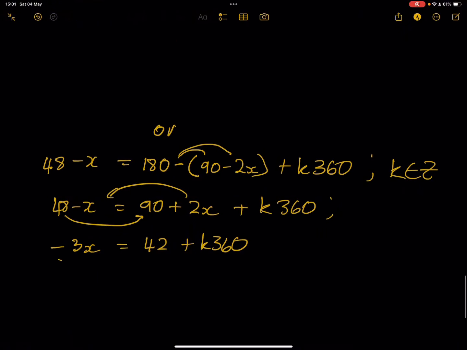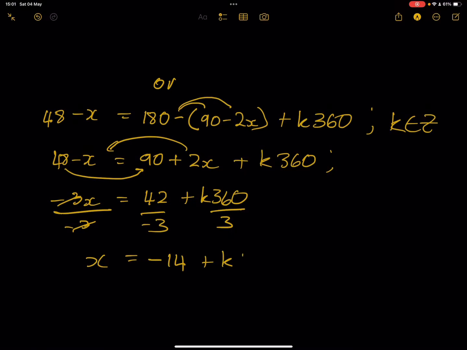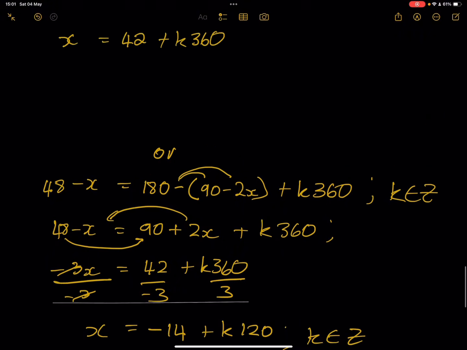And so if I divide both sides by negative 3, x would be equal to 42 divided by 3, which gives me negative 14, right? Plus, now remember, I also need to divide that by 3. So that would be k 120. You don't necessarily need to change it to minus k 120, but it's all the same thing. Why? Because k is an element of integers, and our integers can either be positive or negative. Right, I hope that makes sense, guys.